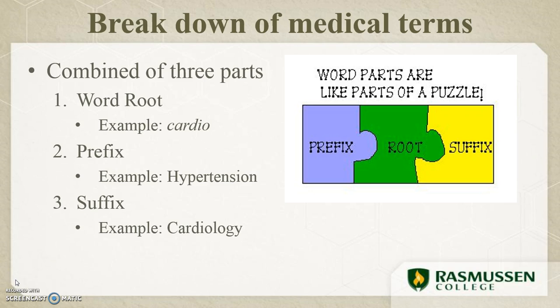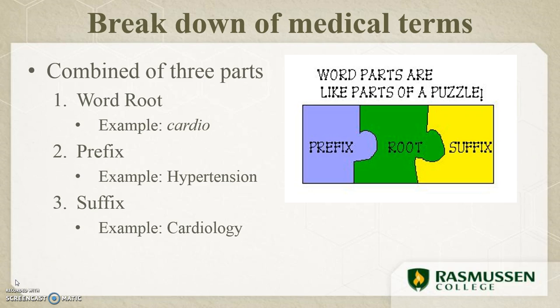Cardio means heart. A prefix is a word element that is placed before or at the beginning of a word root to change its meaning. It alters it or modifies it to create a new word. So for example, the word root tension means pressure, typically blood pressure, and hyper means high. So you put hypertension together and that gives you high blood pressure.